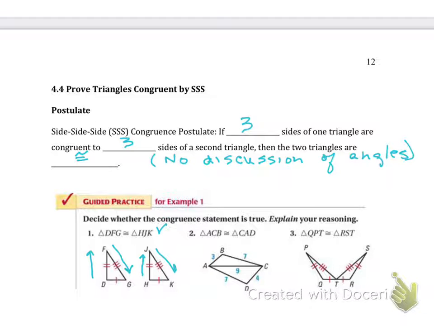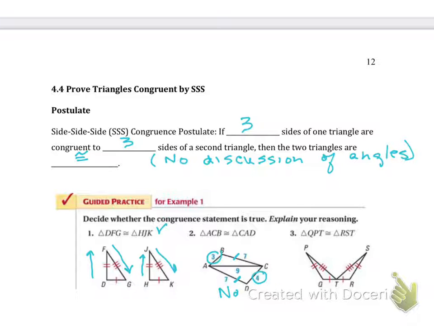Okay, so now they're giving us actual lengths. What I'm seeing is that this is equal to this. So I know right away this is not going to be true. How come? I have to have three sides equal, and I don't have three sides equal. I have two sides equal, so no, this cannot be said to be true.